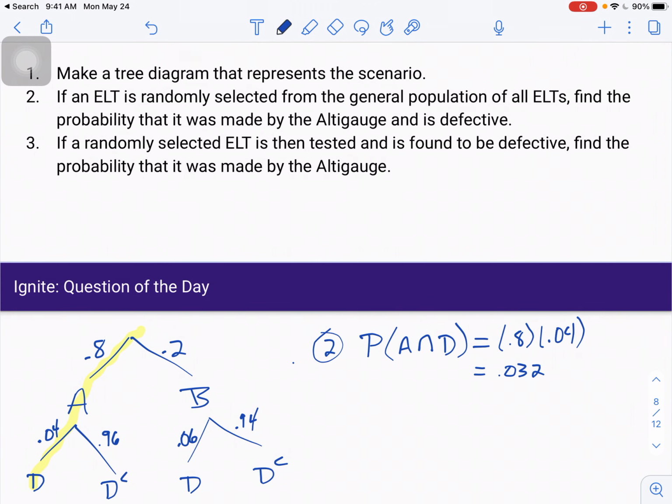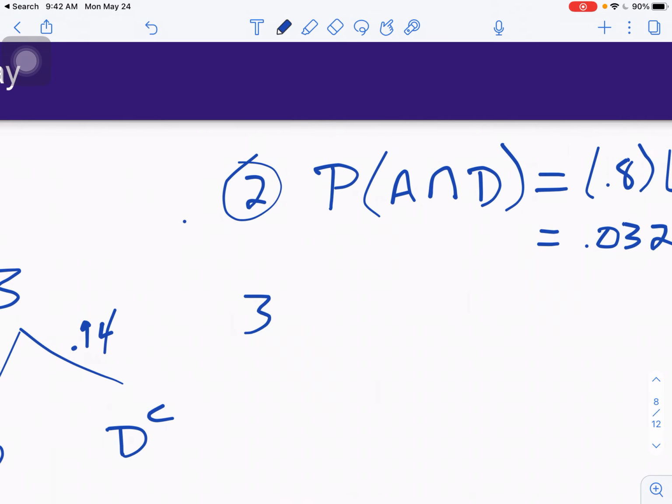Okay, so now let's look at number 3. If a randomly selected ELT is then tested and found to be defective, find the probability that it was made by AltiGauge. So this one's a little bit different. Now it's telling you, if we know that the ELT was defective, what's the probability that it came from AltiGauge? Okay, so again, let's start with our notation.